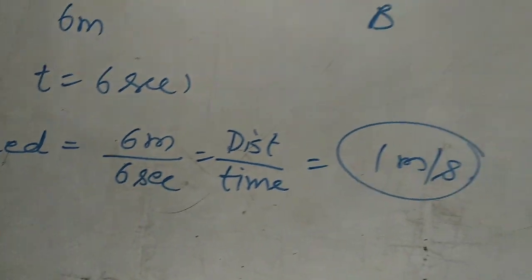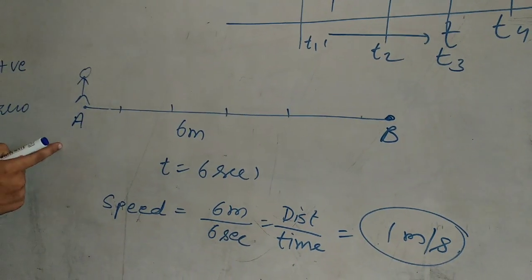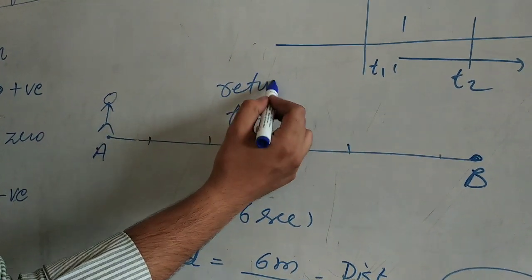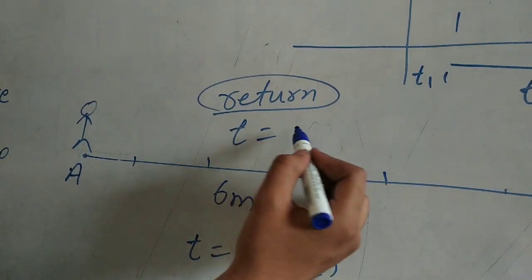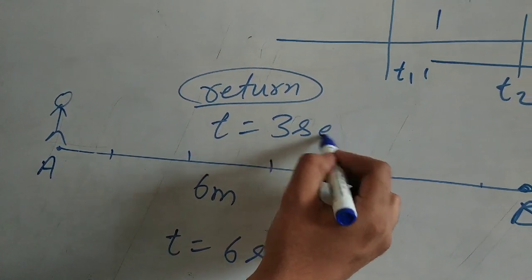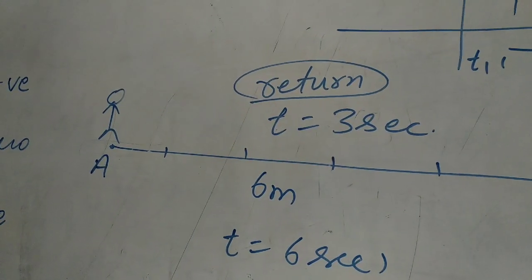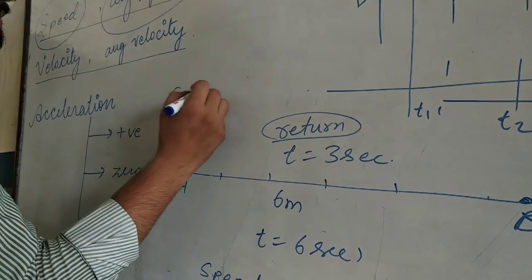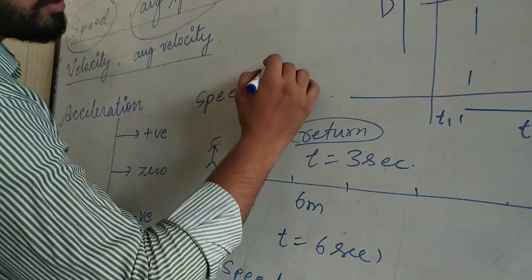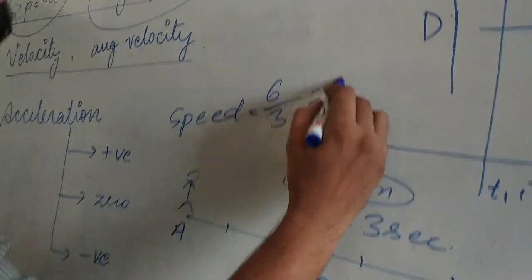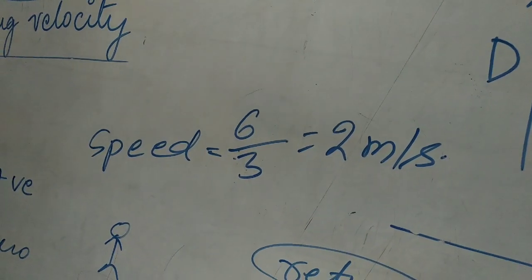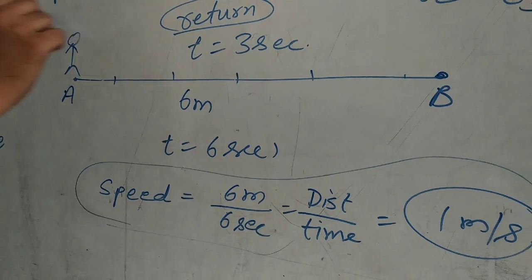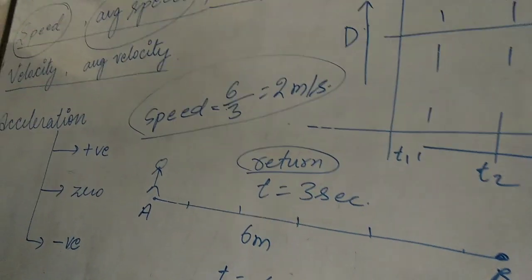But if I say that later, when he came back from there, the time he took in the return journey, coming back, is 3 seconds. Then his speed on the return will double. 6 upon 3, that is 2 meter per second. So this is the speed for moving from A to B, and this is the speed for coming back from B to A.